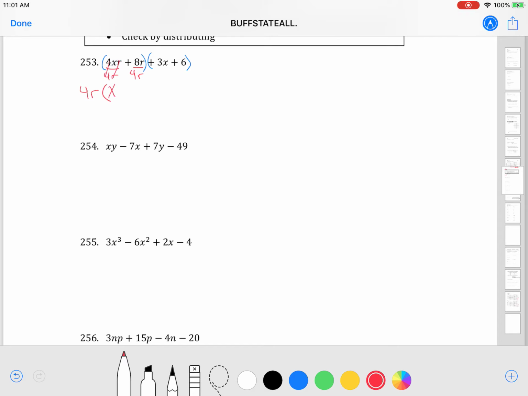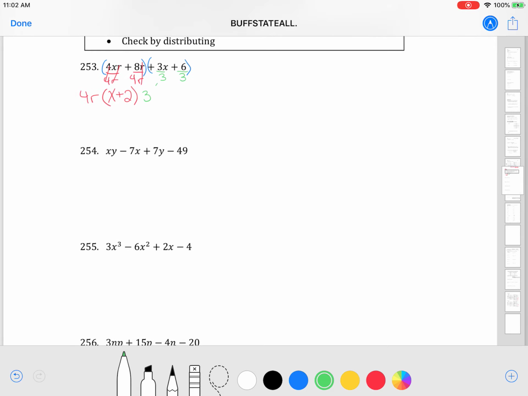When I divide, these 4's cancel, R's cancel, and that leaves me with an X. Now 8R divided by 4R, the R's cancel, and 8 divided by 4 leaves me with a plus 2. Now I've completed the GCF of my first group. I'm going to move on to my second group. Between 3X and 6, my GCF is 3. I know this is going to look a little funny, but you want to write it right next to that other set of factoring. Try to cover it up if you need to and pretend you're only factoring the 3x plus 6. So the 3 comes down, and then you have parentheses after it. These 3's cancel and leave you with an x, and then 6 divided by 3 is 2.